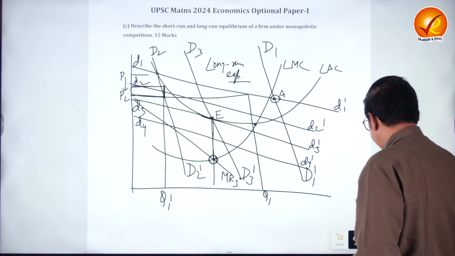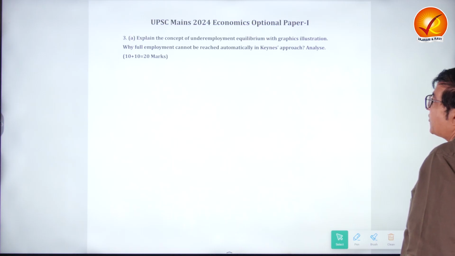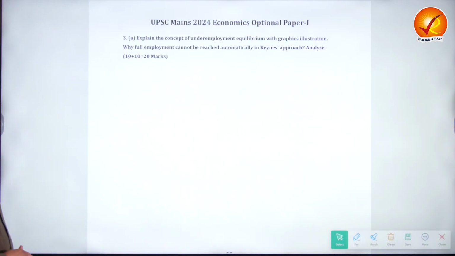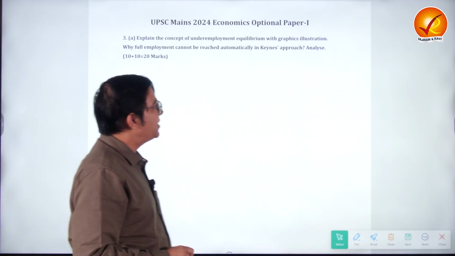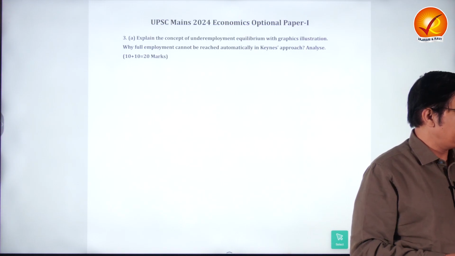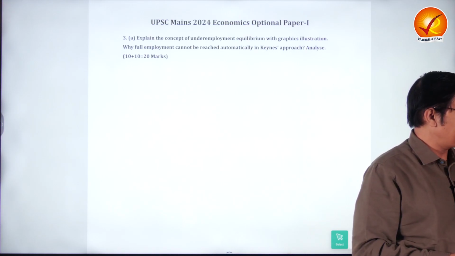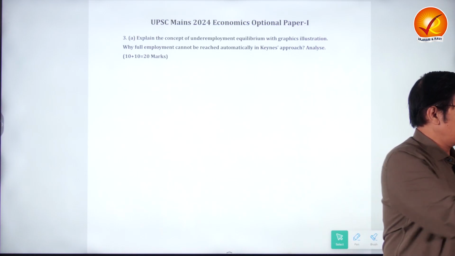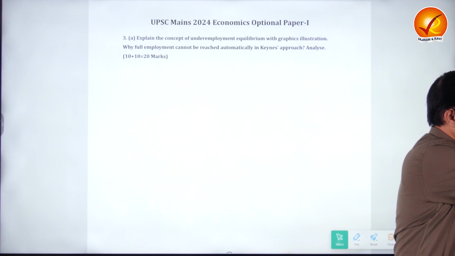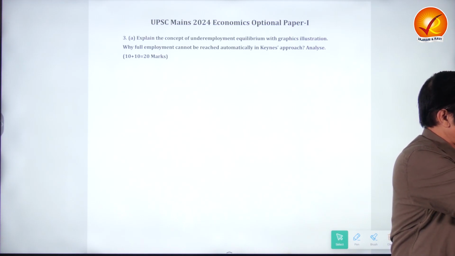Okay, let's move further. Now we are in question number 3. Explain the concept of underemployment equilibrium with graphical illustration. Why full employment cannot be reached automatically in Keynes' approach. Analyze. Basically, this is a question on Keynesian macroeconomics, but again, slightly unusual question. This type of question is not very common in the exam, and that is why I would rate it as a slightly difficult part of the exam.